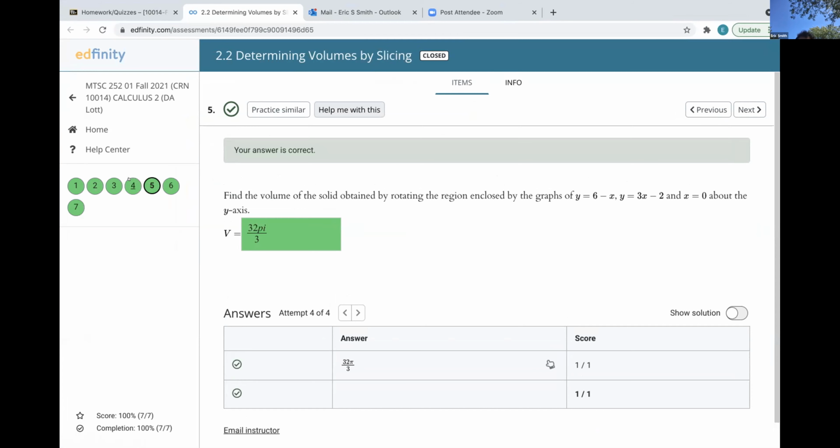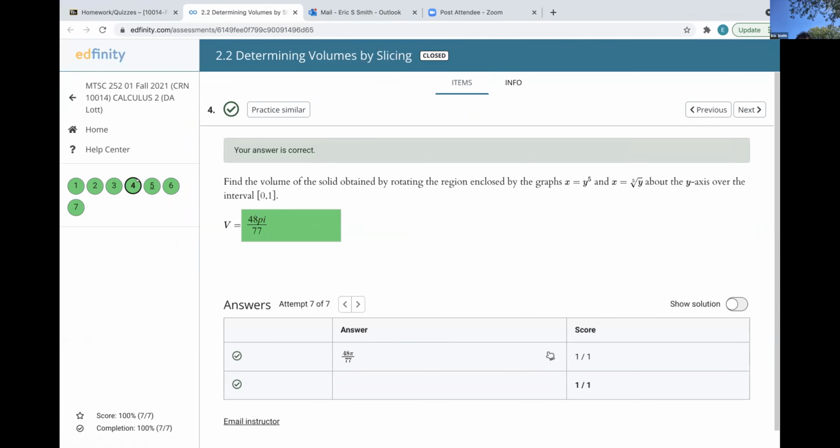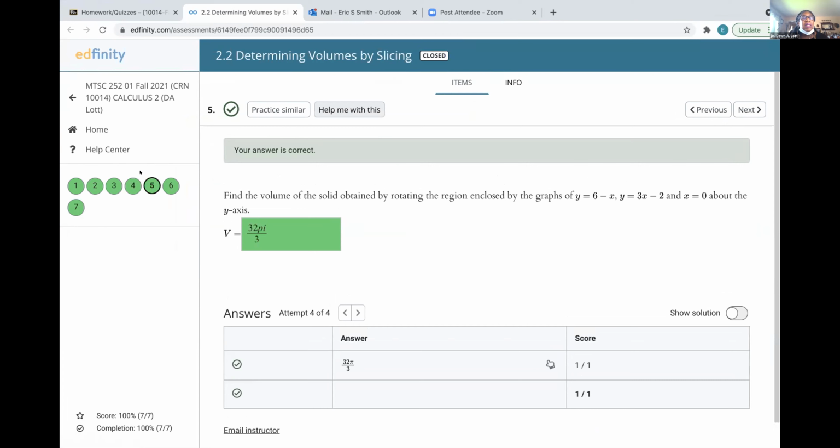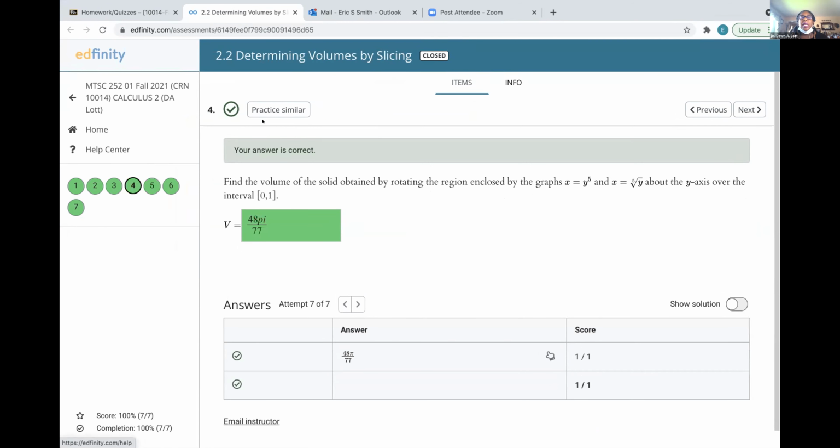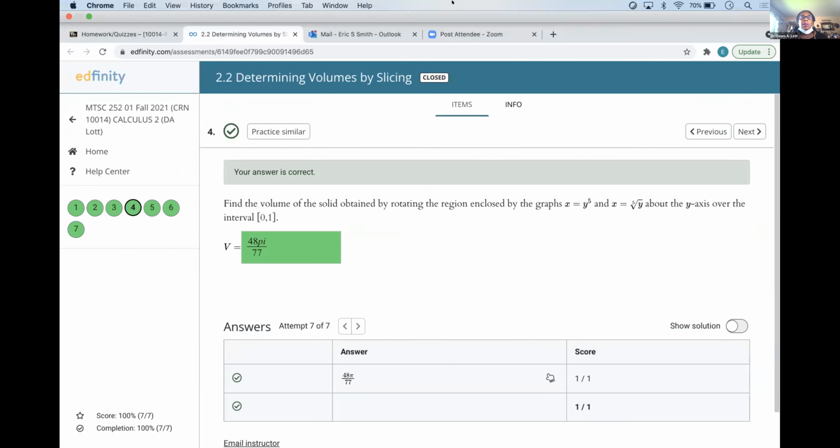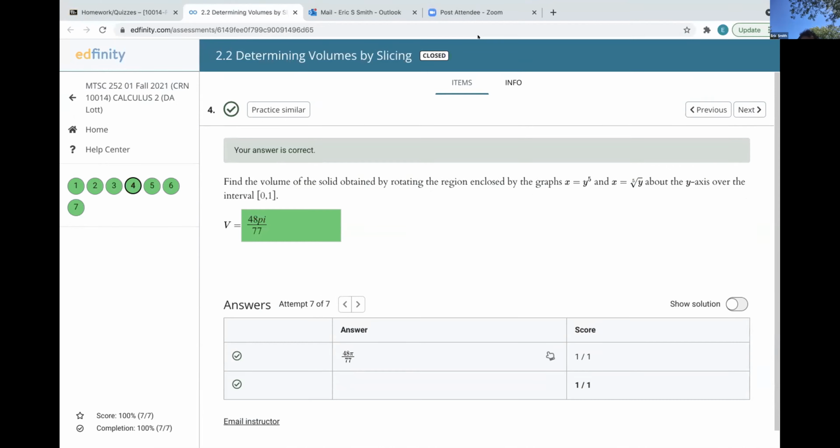Can you guys see my screen? Yes. Okay, I just wanted to bring up that questions number 4 and 5 in the 2.2 homework make use of the things that you were explaining just recently. But this is a volume by slicing, so I'm not doing any rotation about the x-axis for this problem. That is a volume by slicing problem, but it has no rotation.